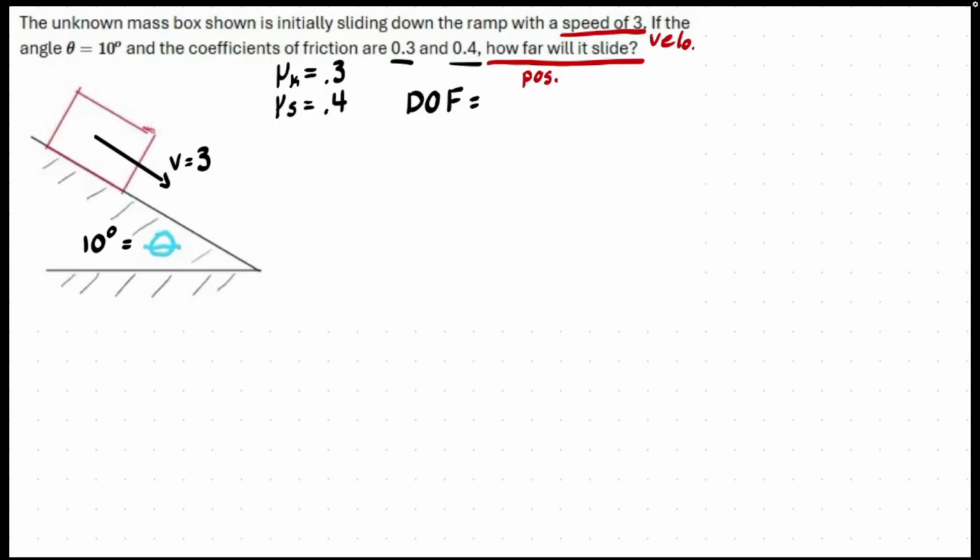So how many degrees of freedom are there? What can our box do here? Well, it's not going to jump off the ramp. It can only really go up or down the ramp, which is just one dimension. So we're only going to have 1 degree of freedom, because if we stop the box from moving up and down the ramp, let's say we hold it in place, it's not going to do anything else. So our degrees of freedom here is equal to 1. And because we're looking for a position, which we're not given, and we have 1 degree of freedom, we know we're going to need to draw a free body diagram.